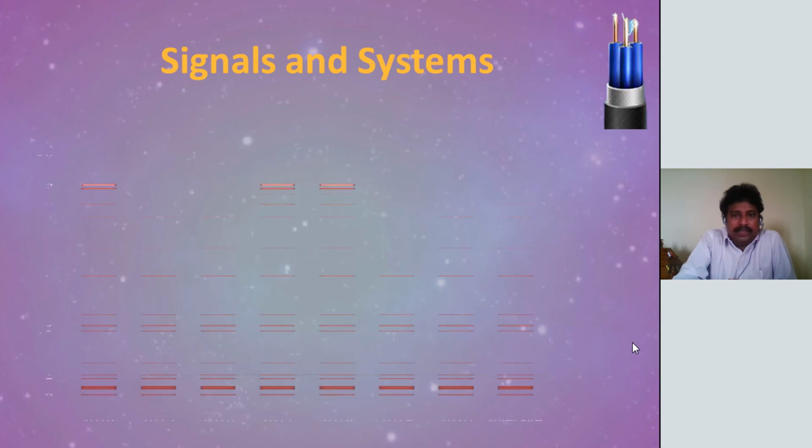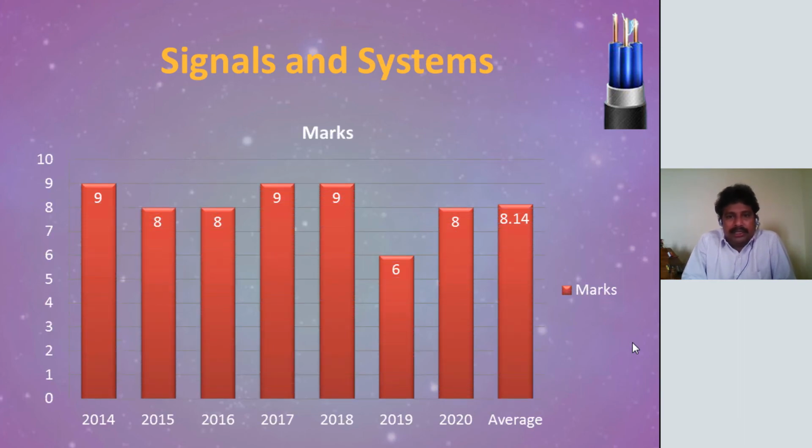Coming to signals and systems. In signals and systems, approximately 8 marks of questions would be asked. That means around 10 to 11% weightage would be given to signals and systems.